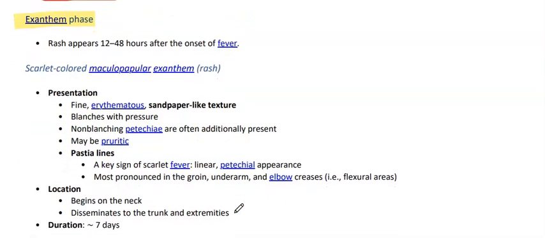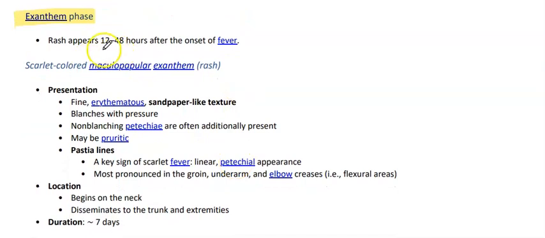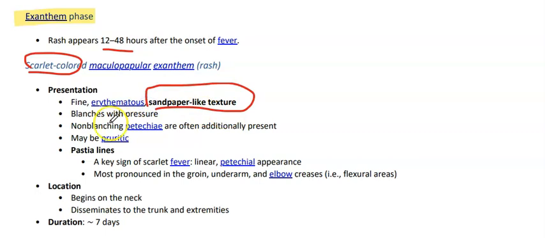Then we have the exanthem phase. The rash appears 12 to 48 hours after the fever, and there will be a scarlet-colored maculopapular exanthem, which is a bright red rash. On presentation it is a fine erythematous rash with a sandpaper-like texture, and it blanches with pressure. Non-blanching petechiae are often additionally present, and it can be pruritic.